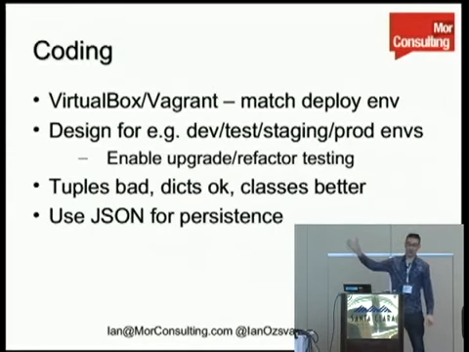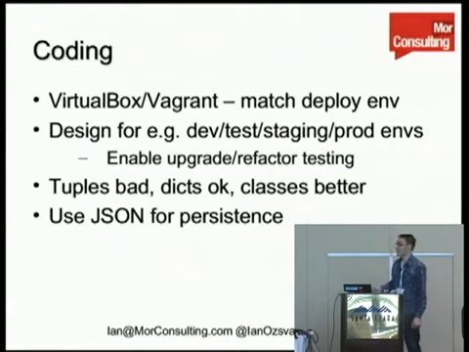And so VirtualBox or Vagrant, a command line equivalent, is a great way to standardize your testing and development environments. And you ought to be designing for multiple environments. You can design for just one environment, the development environment, but really you want to have staging environments so you can think about upgrades and refactoring and testing and debugging, especially when it comes to re-architecting. I'll skip the notes about coding, I think.